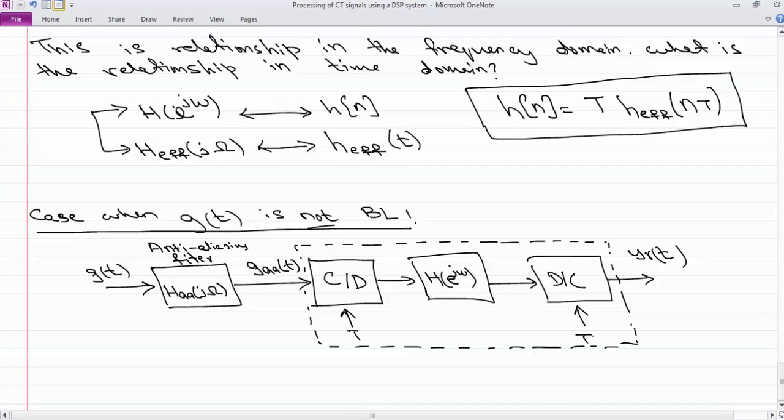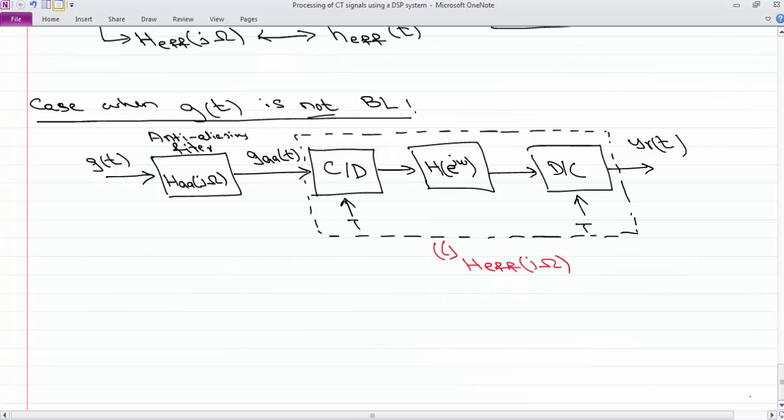Well, to understand that, we have to understand that we are just looking at a cascade of two LTI systems. So we just argued that if the input to this dashed block is band limited and we satisfy the Nyquist criterion, this entire dashed block acts like a continuous time LTI system. So I could replace my above block by actually two LTI systems.